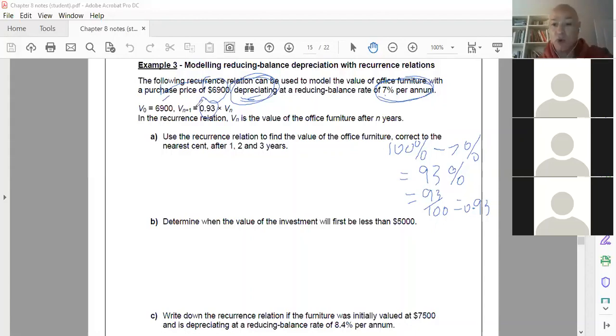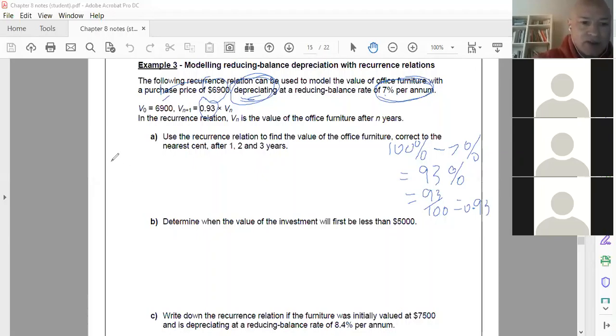Okay, so before we're adding because we're investing money and that money was making more money for us. Here, we're buying something and it's reducing because it's depreciating. And that's how we're getting a different one, less than 1. So let's do part A. Use the recurrence relation to work out what it's worth at 1, 2, and 3 years.